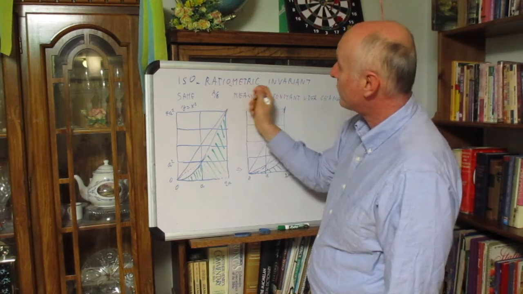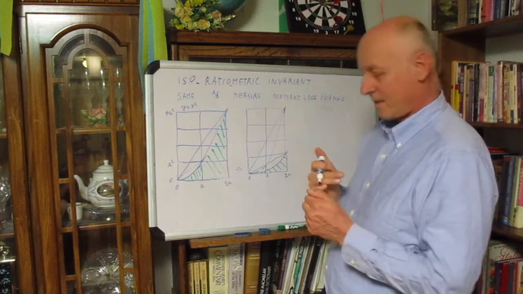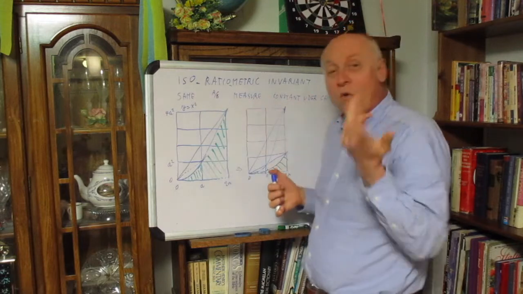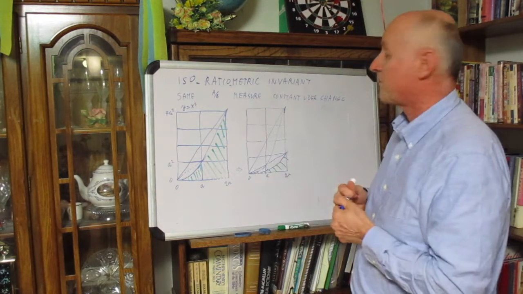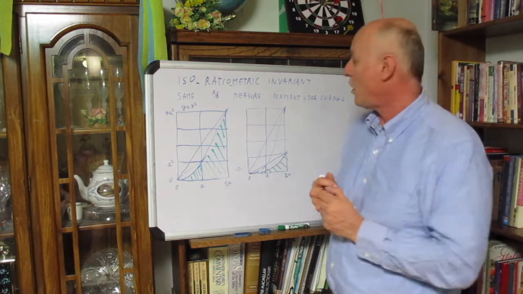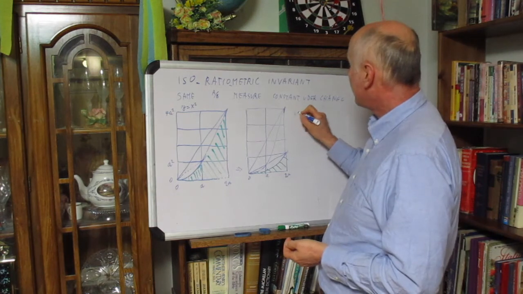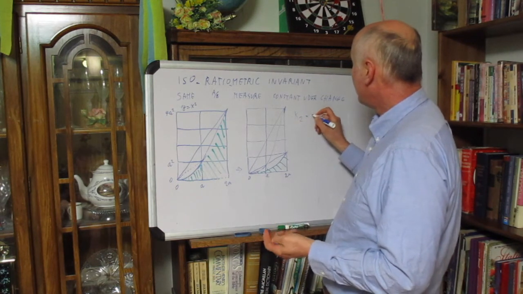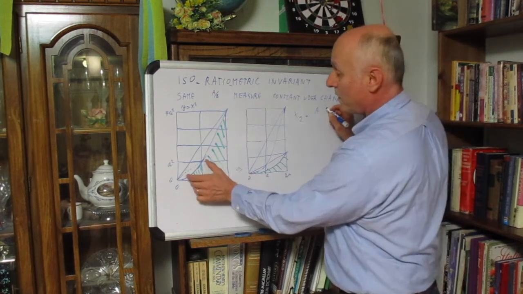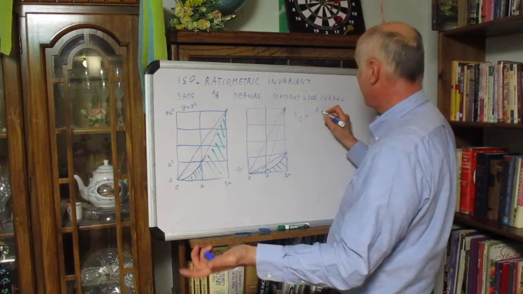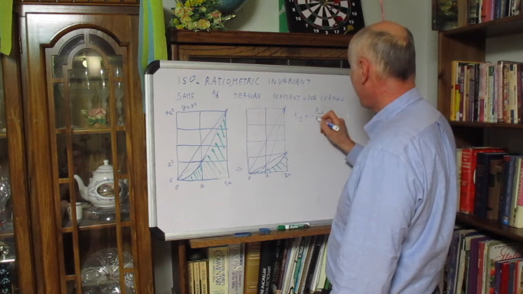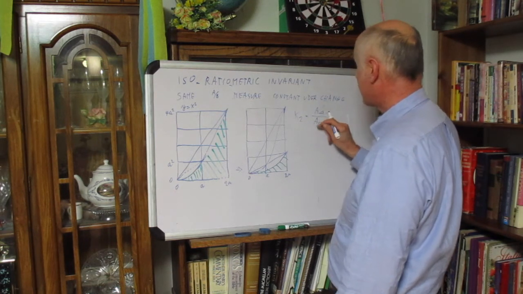And it's ratiometric and it's invariant. And what that means is that if it's iso, there's only one constant that describes this. One for area and one for slope. And we can call it K2 equals, well, it's the area of our little wedge compared to the area of the box.